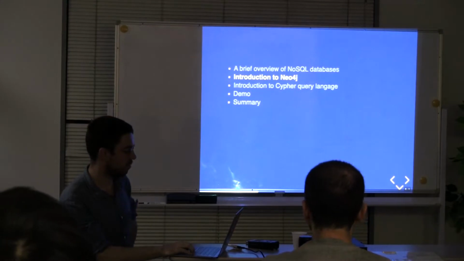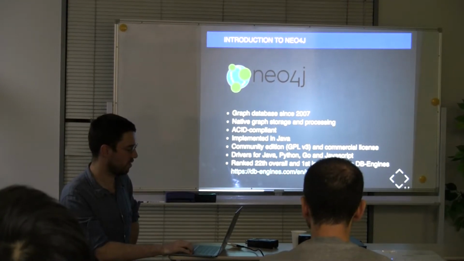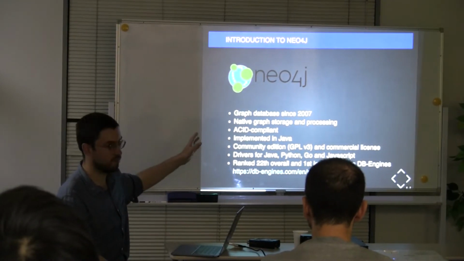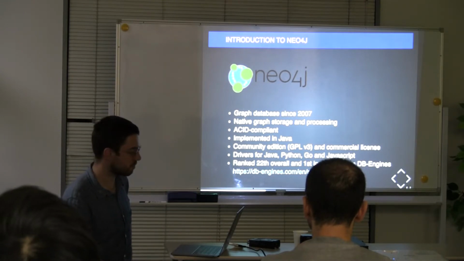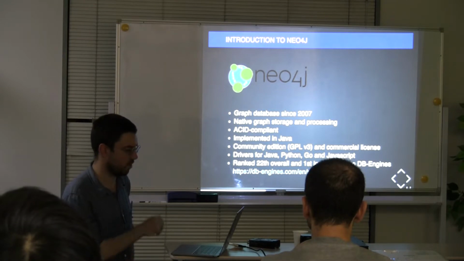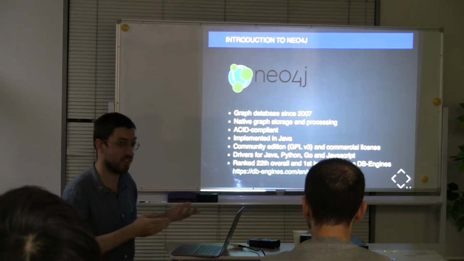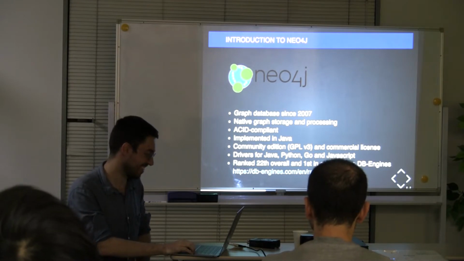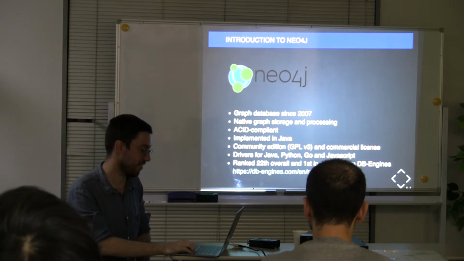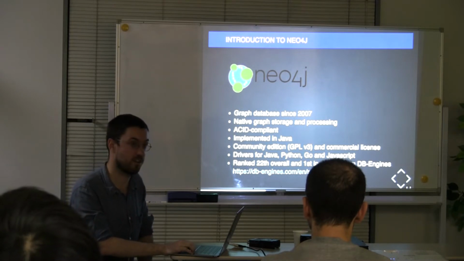About Neo4j, it's a graph database since 2007. The important point is it's native graph storage and native graph processing. So it was made for graphs. It's ACID compliant, which is pretty rare, I think, amongst NoSQL databases. It's implemented in Java, which is the only bad point. It has a community edition and a commercial license, and there are drivers for Java, Python, Golang, and JavaScript. And it's ranked over Cassandra actually on DB-Engines, and first in GraphDB.